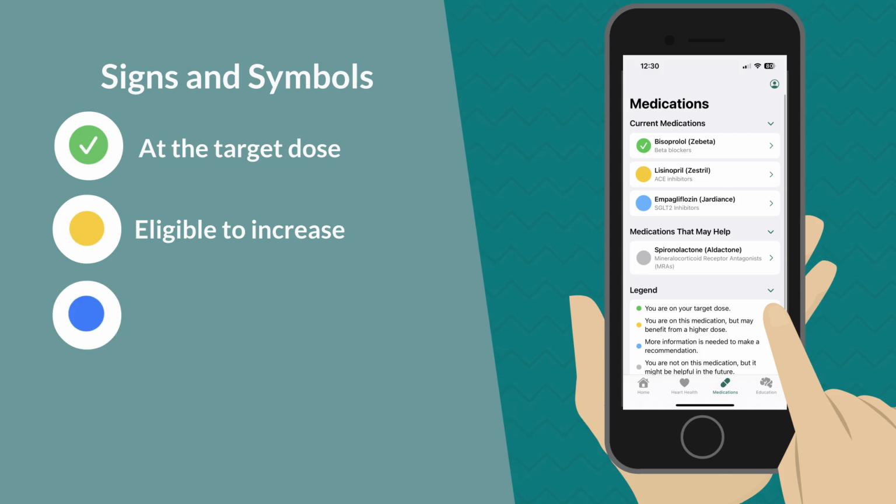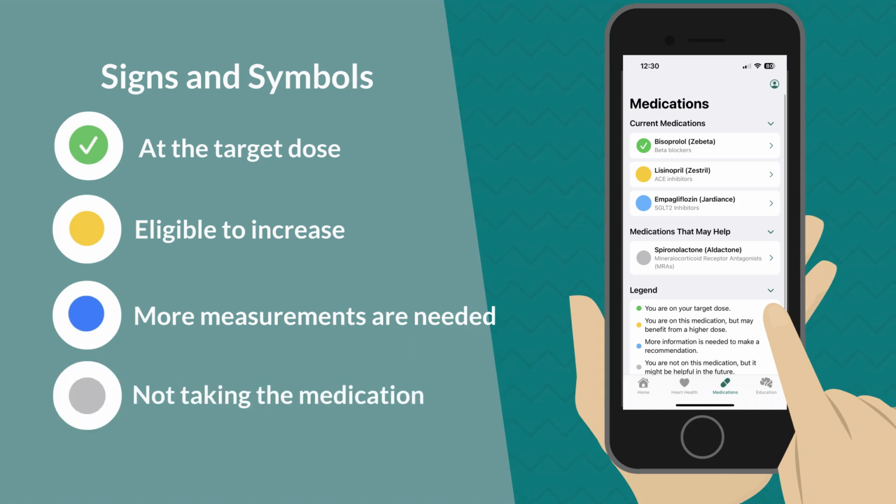The blue circle indicates that more vitals measurements are needed from you to make a recommendation about that medication. Remember to take your vitals every day. The gray circle means that you are not currently prescribed that medication. Speak with your healthcare team to see if you may be eligible to start taking it during your next appointment.